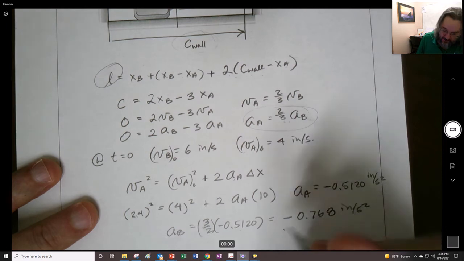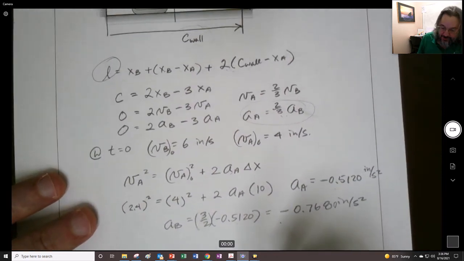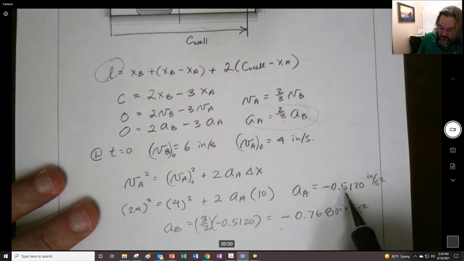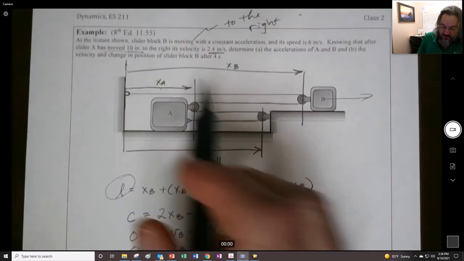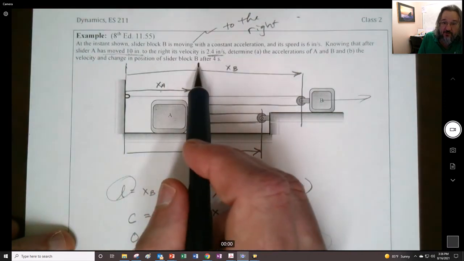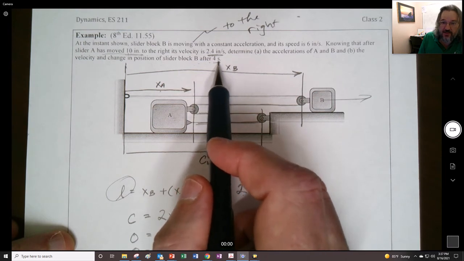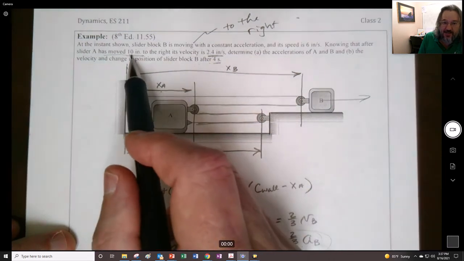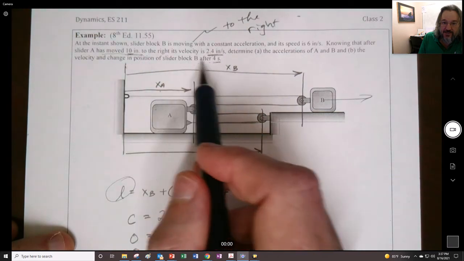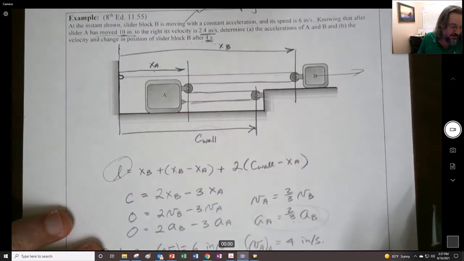Did I round anything off? No, there was a 0 in there. Okay, good. And so that's part A right there. We wanted these two values. We got them. Now let's go with part B, the velocity and change of position of B after 4 seconds. So by the way, this is not necessarily the same time as that. That is not the same position here. So we need to find a new velocity for this right here.